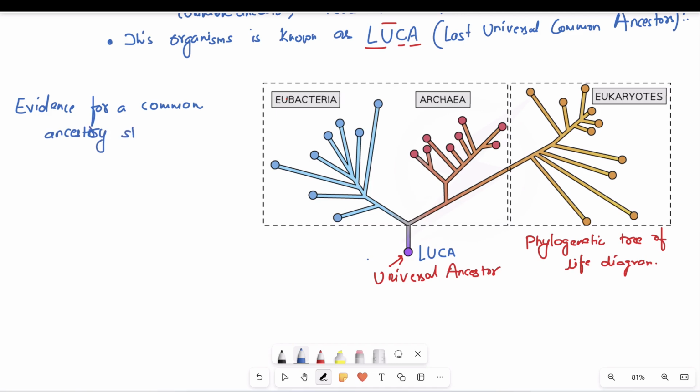Ancestry shared by all organisms, all living organisms. Includes. What is including? Let's talk about one by one. So first, same biochemistry.